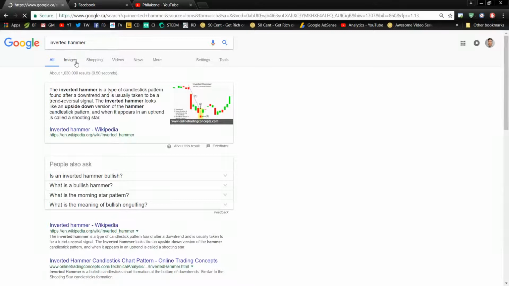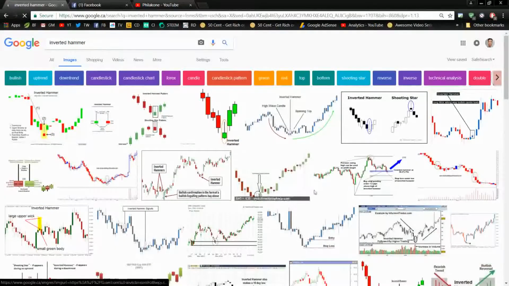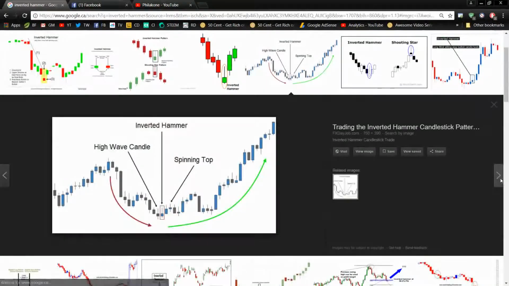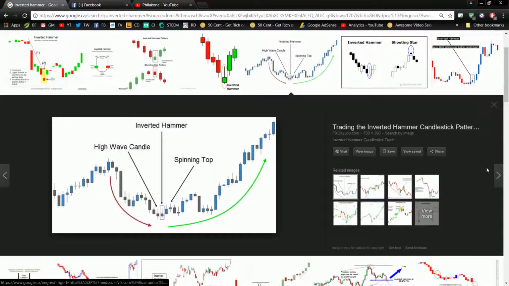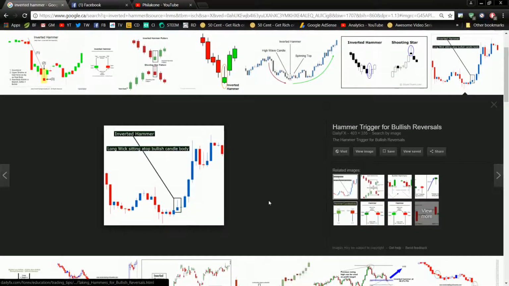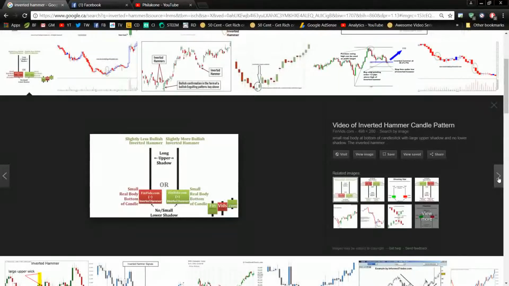Right there, guys. Inverted hammer. I'm not just making this stuff up. This is called an inverted hammer, right? Every time we see an inverted hammer, it goes up. You know, these are just examples from Google, right?